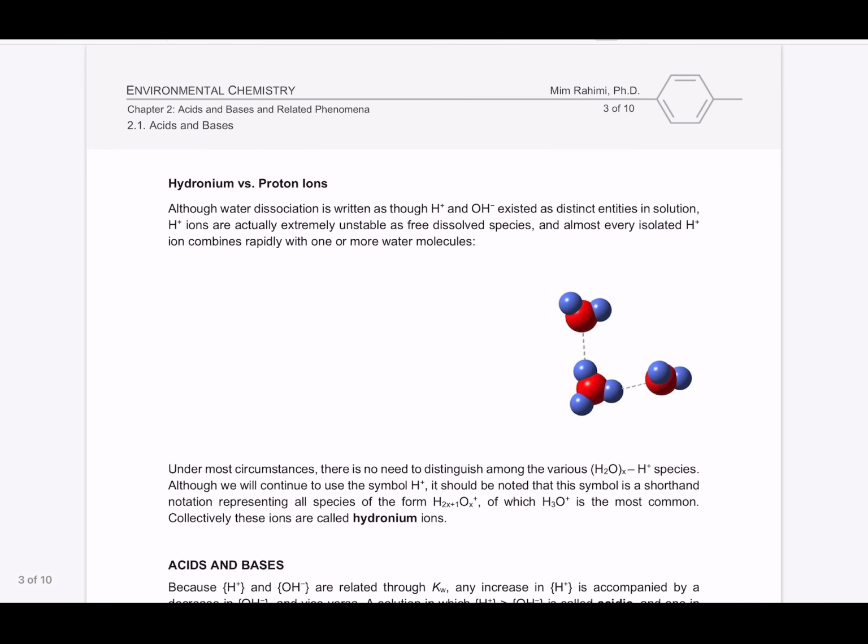So a few more basic concepts on acids and bases. It's distinguishing between hydronium and proton ions. When we talk about water dissociation, we mentioned it in the form of proton and hydroxide, but the proton ion is extremely active. So a proton can also react with water to form hydronium, H3O+.